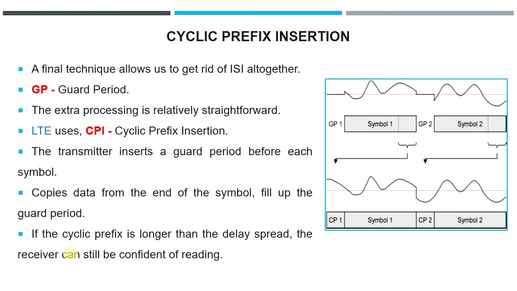However, it then copies the data from the end of the symbol following, so as to fill up the guard period. If the cyclic prefix is longer than the delay period, then the receiver can still be confident of reading information from just one symbol at a time.